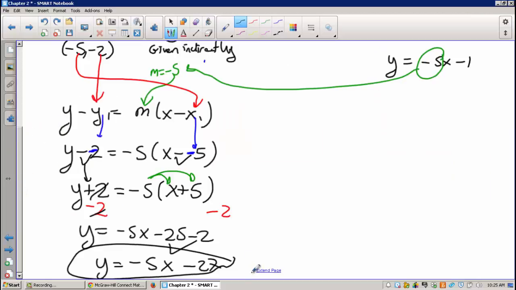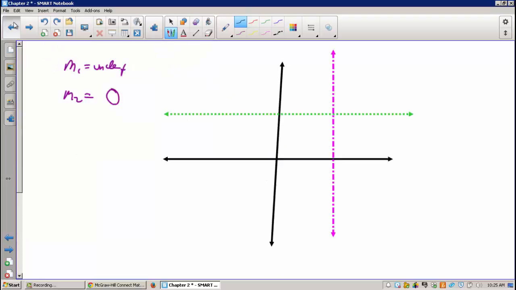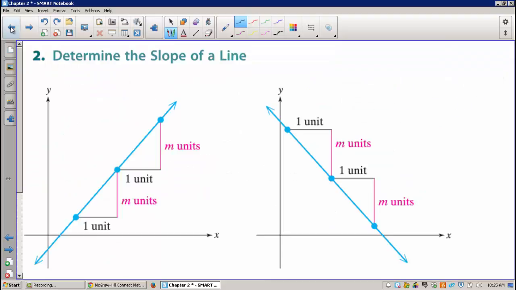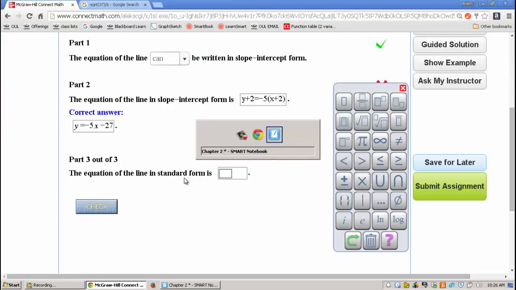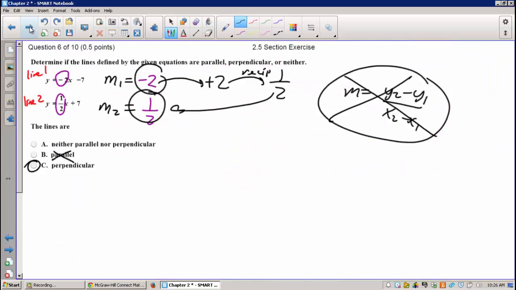What is standard form called? Go back to 2.4, very early part. This is called standard. You move x and y, everything with x and y to the left, and the only thing left on the right side is a number, and bring every number to the right, so you can get a number on the right. So we are going to continue with our work here.